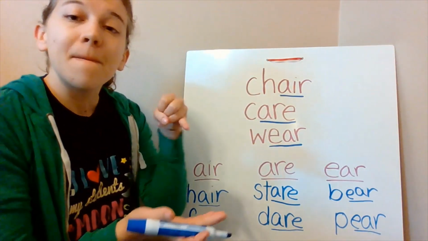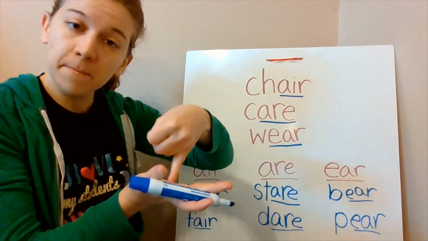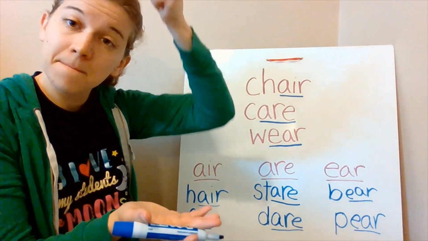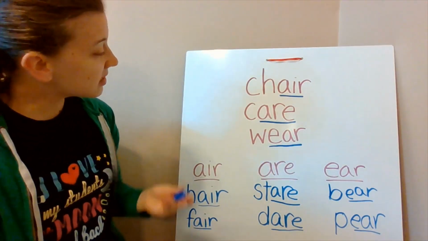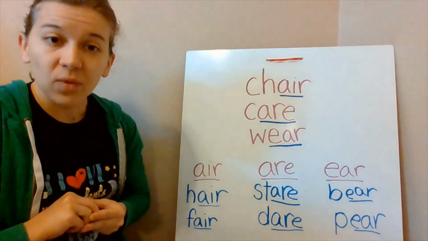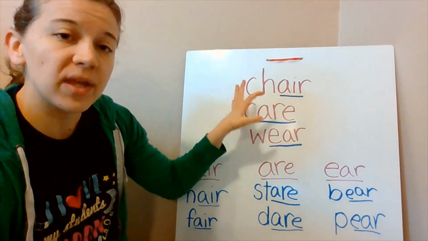And one more over here. Here we go. P. We got a P. P. Air. P. Air. Pear. Pear. Very good. Like the fruit that you eat. Excellent, boys and girls. So remember, we have these 3 different spellings, but these 3 different spellings all make the same sound.